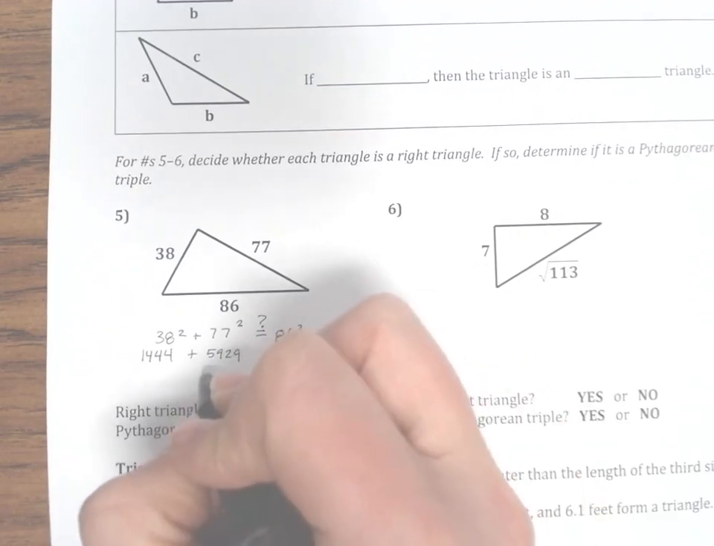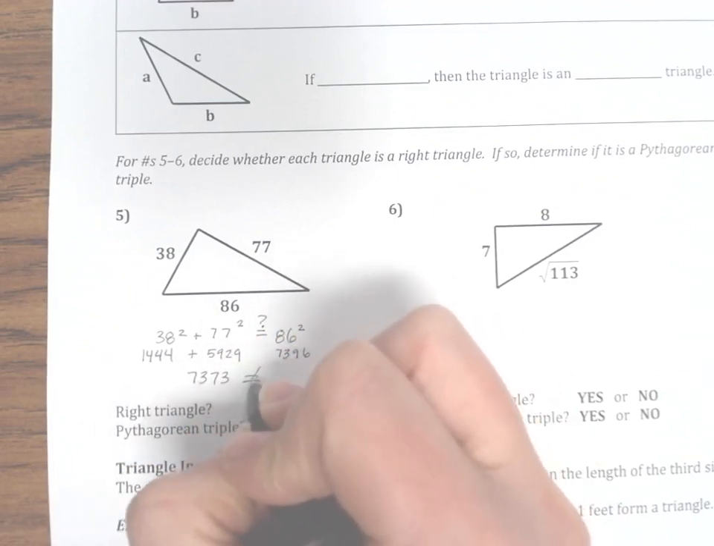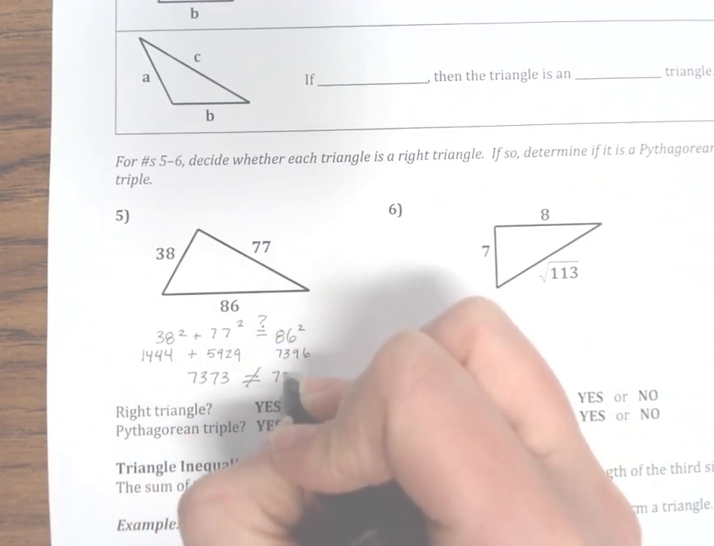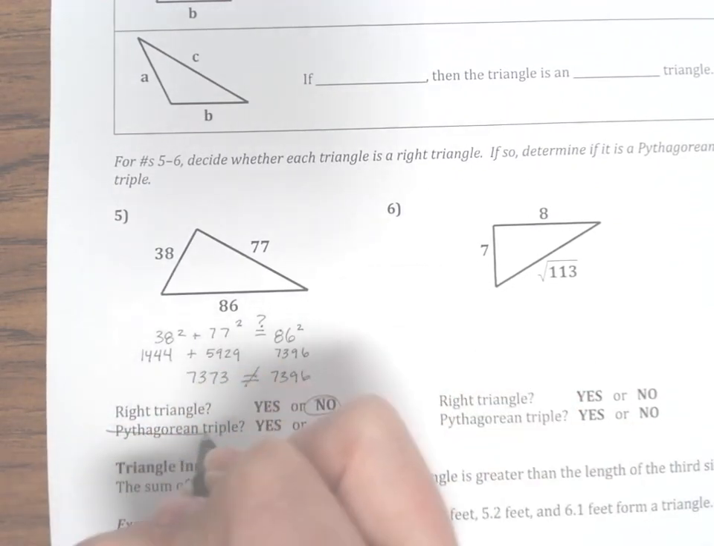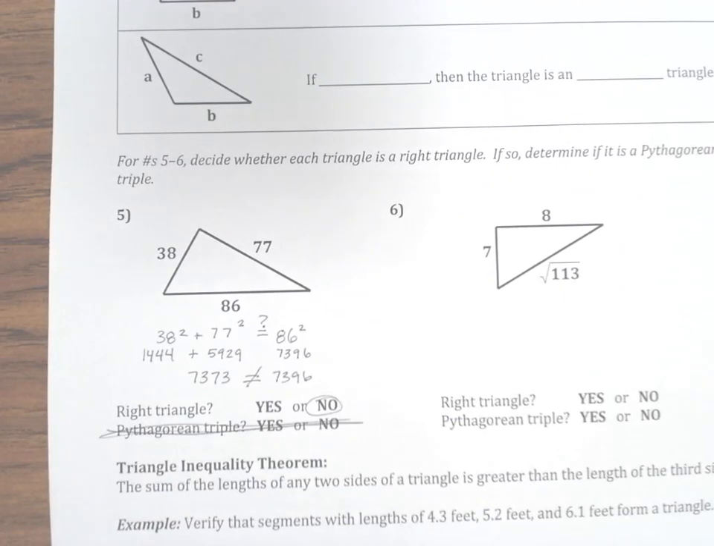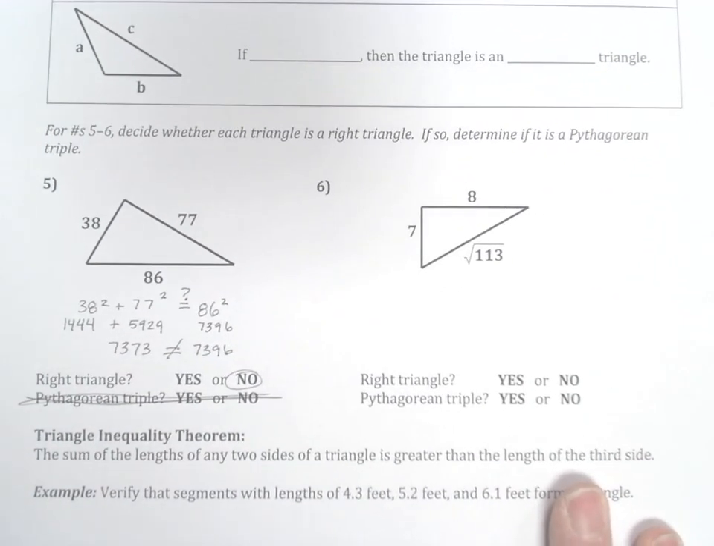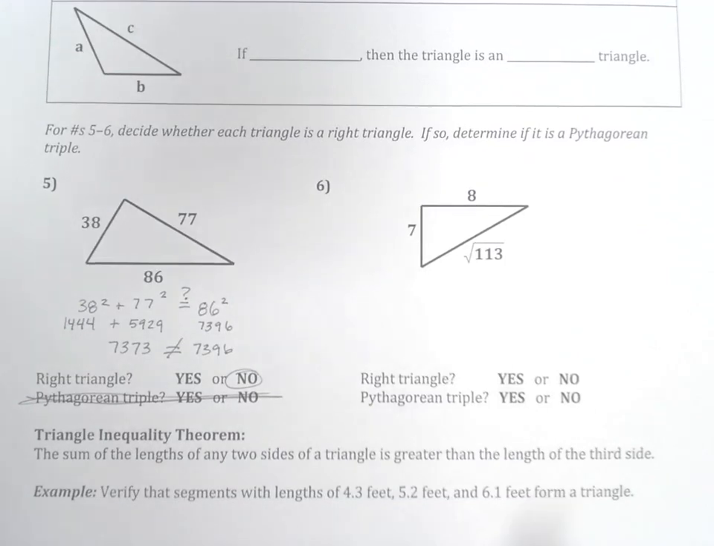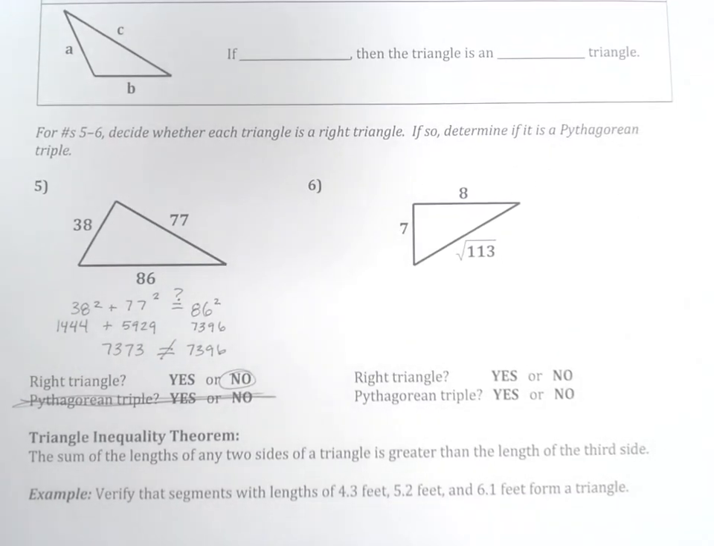So if we add these together, that gives us 7,373. So that is not equal to 7,396. So is it a right triangle? No. If it's not a right triangle, then it definitely can't be a Pythagorean triple. So that's not even part of this. All right, number 6 then. So you should try this on your own, by the way, first. So if you haven't, pause it, try it, then we'll check.